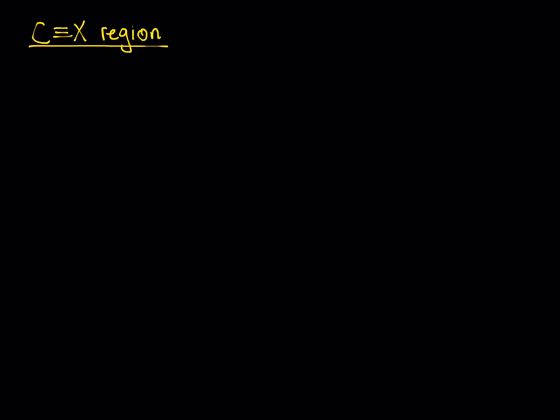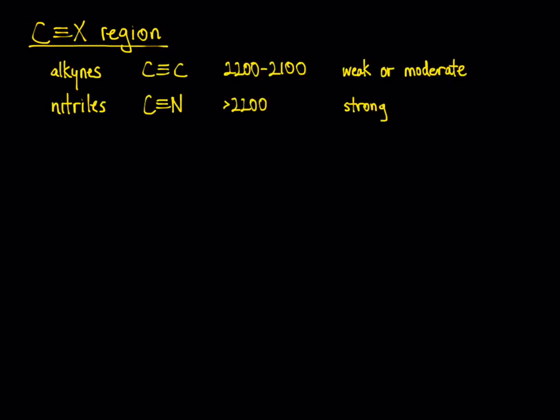The triple bond region is home to the alkynes at around 2,200 to 2,100 and the nitriles, which are slightly higher. The difference between these two is that a strong dipole exists for nitriles due to the electronegativity of nitrogen. This causes strong bands for nitriles but weak or moderate bands for alkynes.